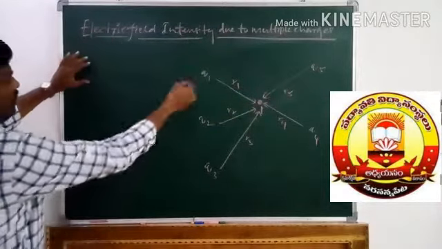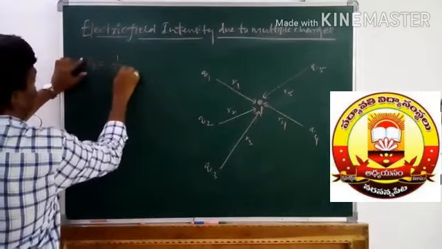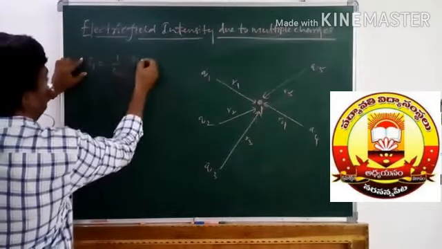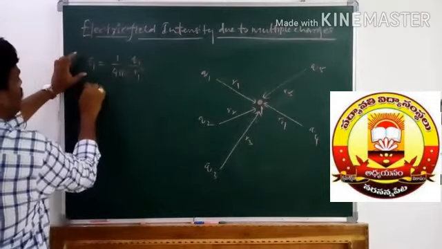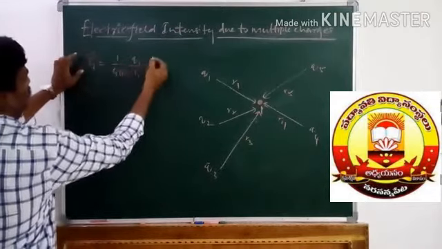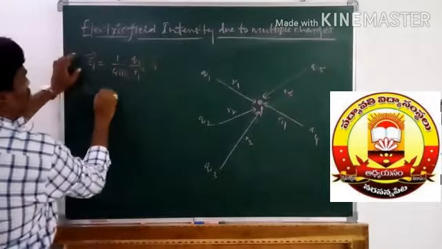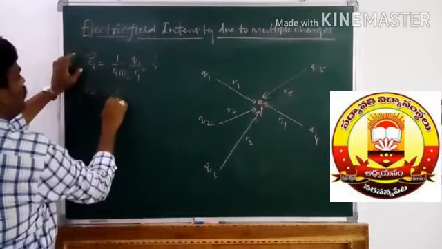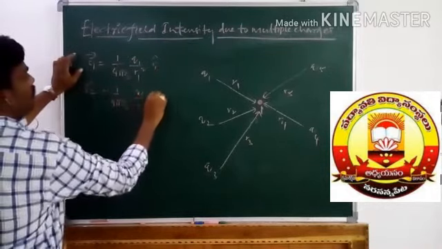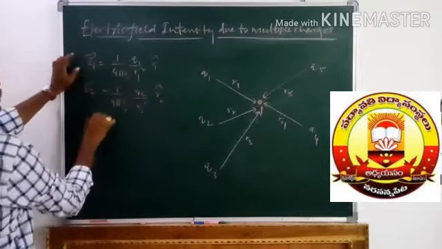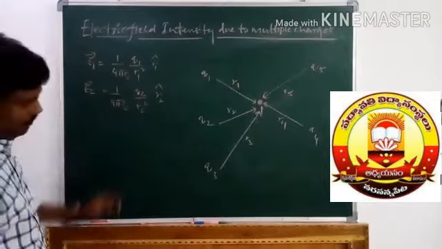Let us calculate the individual intensities as E1 equals 1 by 4 pi epsilon naught Q1 by R1 square, along R1 cap, and E2 bar equals 1 by 4 pi epsilon naught Q2 by R2 square into R2 cap, and so on. We can write this for each and every charge.